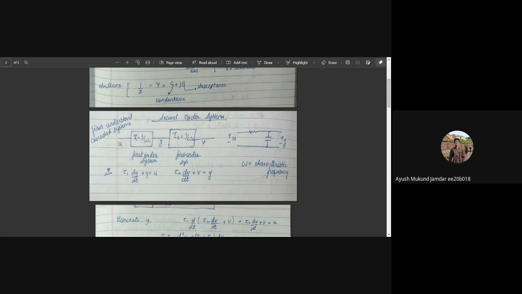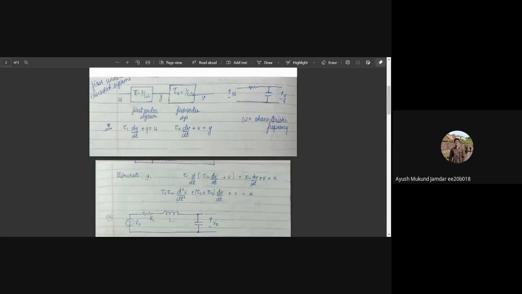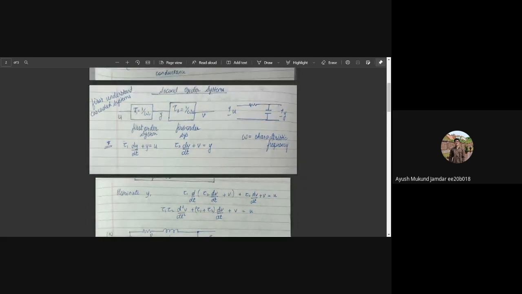Let's say, for an example, we give it an input u, the first one gives an output y, and the final output being v. If they have time constants tau1 and tau2 respectively, these will be the equations of the two systems, that is tau1 dy by dt plus y equals u, and similarly for the second one. On eliminating y, the common term from both these equations, we get tau1 tau2 d2v by dt square plus tau1 plus tau2 dv by dt plus v equals u. So this is basically a second order differential equation, and this is what a second order system means.